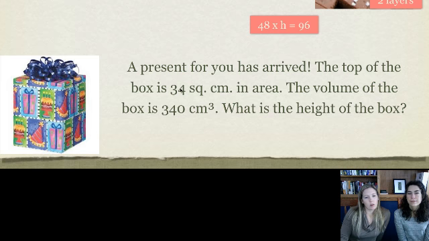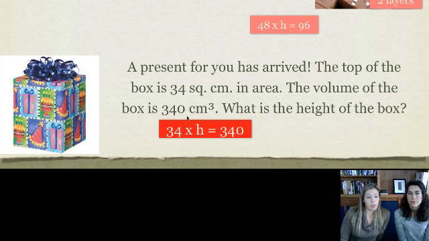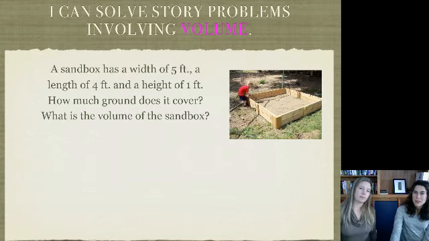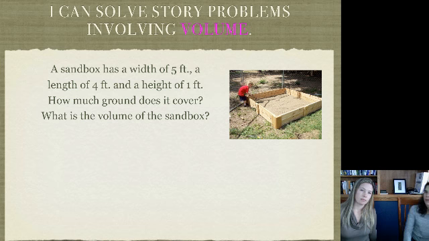Okay, so again, I know 34 is my area of the top. So my length times width together gave me 34. And I multiply that by my height, which should give me 340. So 34 times what gives me 340? The answer is 10. So my height is 10 centimeters. So hopefully you got that in your journal. You got it right.